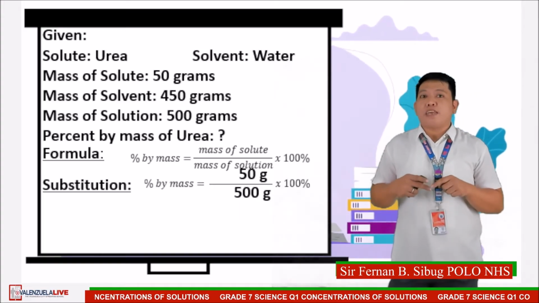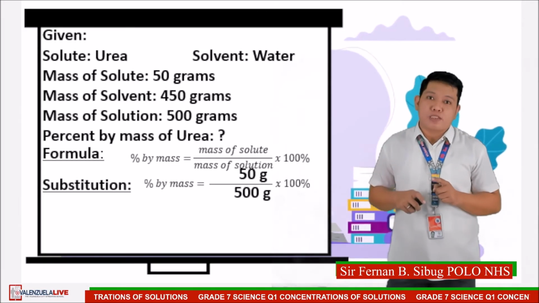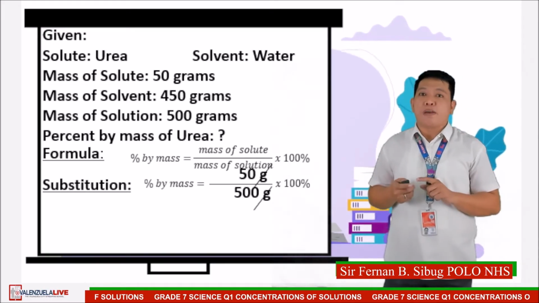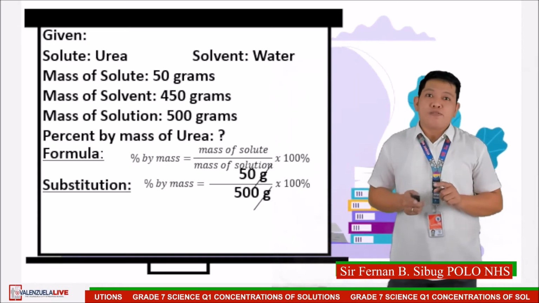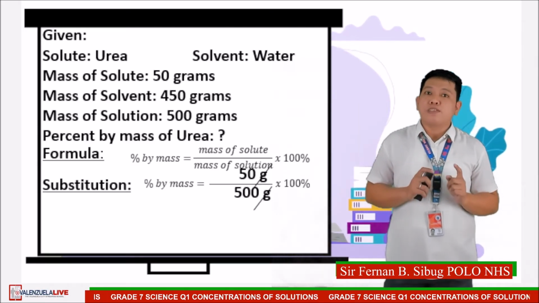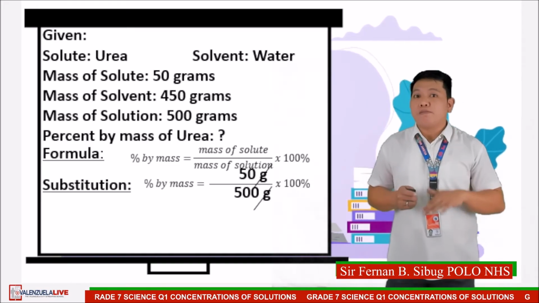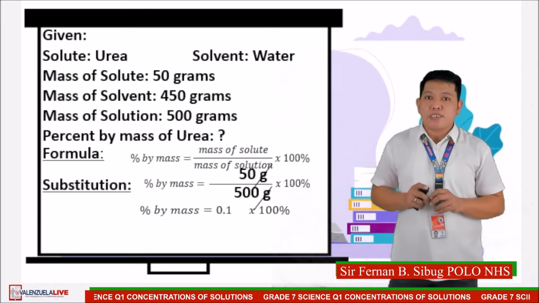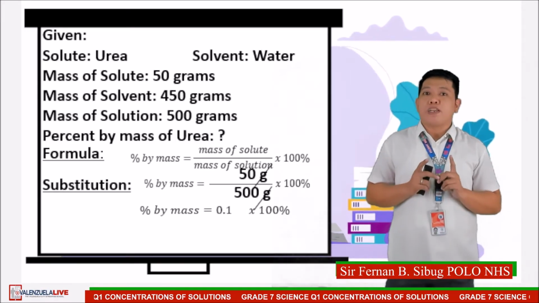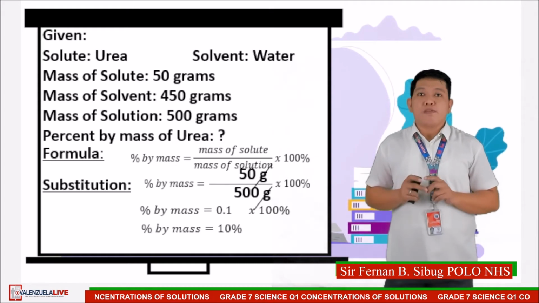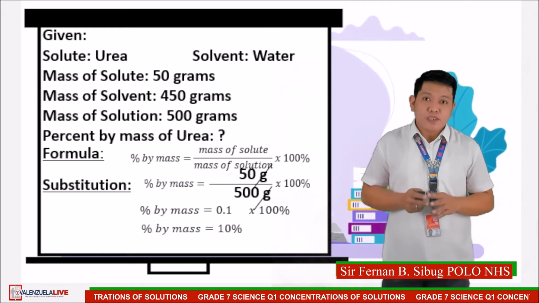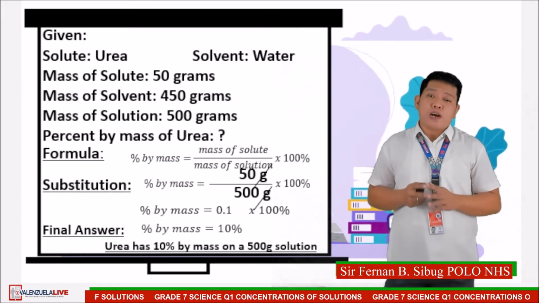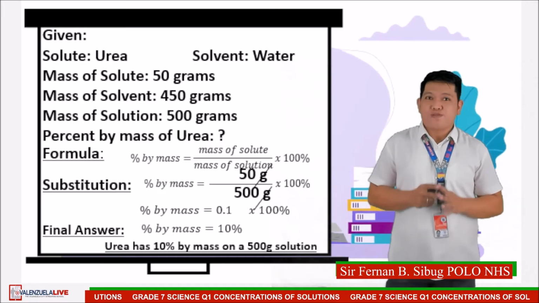Since there is the same unit in the numerator and denominator, both grams, we can cancel it. So we will have now percent by mass is equal to 50 divided by 500 multiplied by 100%. So 50 divided by 500, we will have 0.1. So percent by mass is equal to 0.1 multiplied by 100%. And that will yield 10%. This means that urea has 10% by mass in a 500 gram solution.